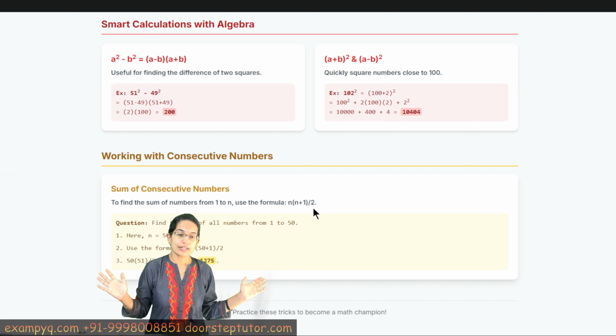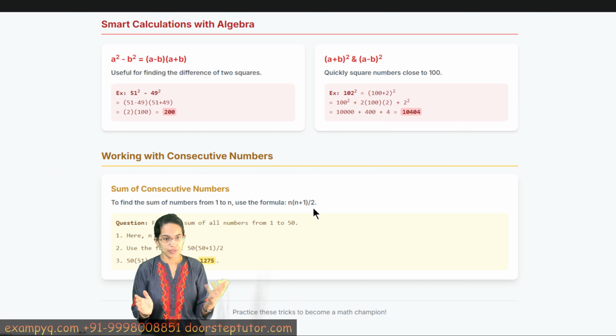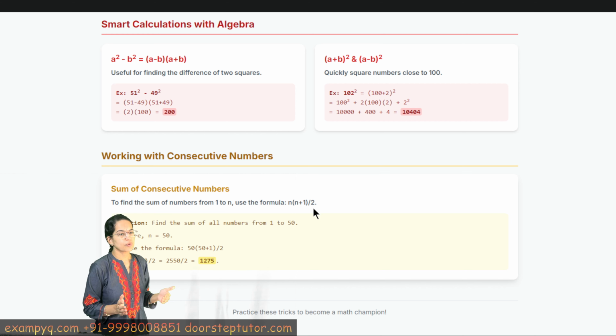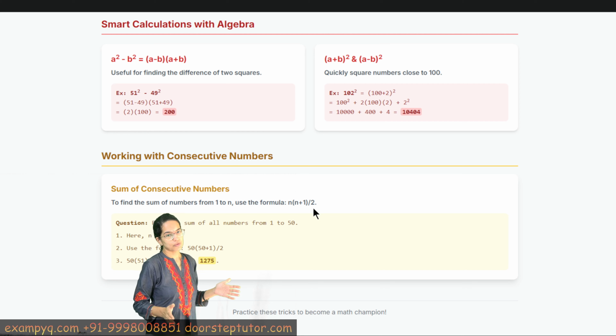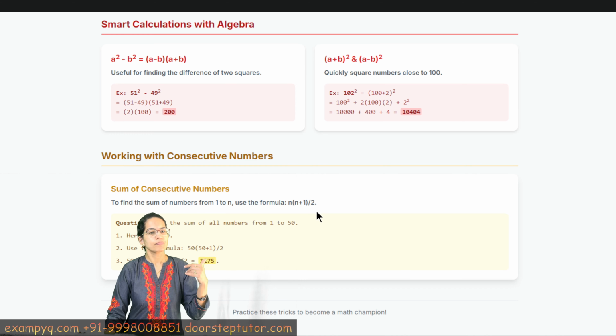Similarly, if I am trying to find out the sum of numbers 1 to 50, that is 1 to n, as simple as that. So what we would do is n into (n plus 1) divided by 2. So that is 50 into 51 divided by 2, and this would give me the sum of the numbers.